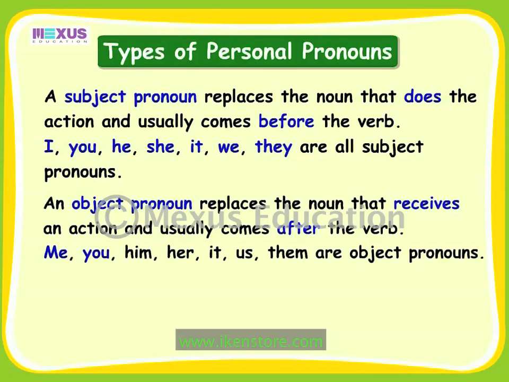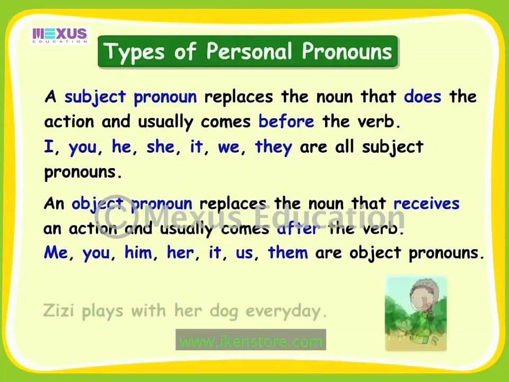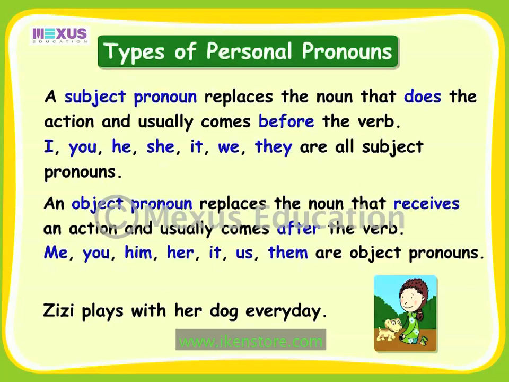Me, you, him, her, it, us, them are object pronouns. For example, in the sentence, Zizi plays with her dog every day. Zizi is the subject and dog is the object. We can use the pronoun she instead of Zizi and the pronoun it instead of dog.